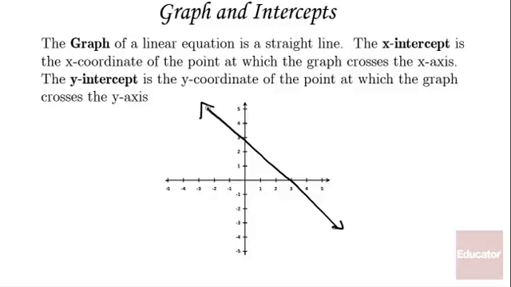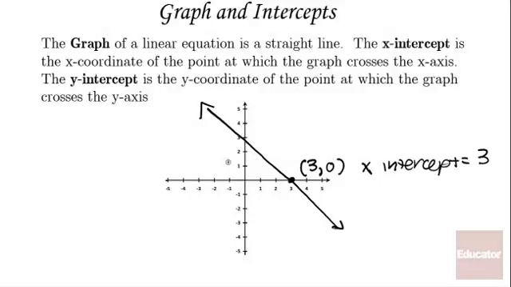The x-intercept is the x-coordinate of the point at which the graph crosses the x-axis. So looking at this graph, it crosses the x-axis at 3. My coordinate here is going to be 3, 0. In this case, the x-intercept equals 3. So this is the point at which the graph intercepts or intersects with the x-axis. And with the x-intercept, y is always going to equal 0.